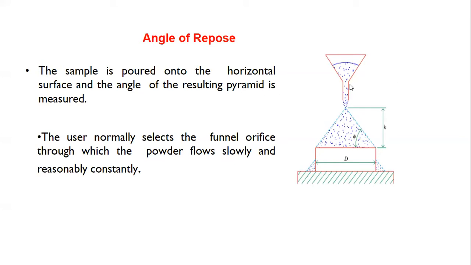located with the help of a tripod stand or any other support at a constant height, and the powder is transferred into the funnel to flow. So after the powder is transferred from the funnel, it forms a heap. The radius of this heap as well as the height of this heap is determined. As we come to know the height and radius of the heap, we are able to determine the angle of repose. The user normally selects the funnel orifice through which the powder flows slowly and reasonably constantly.